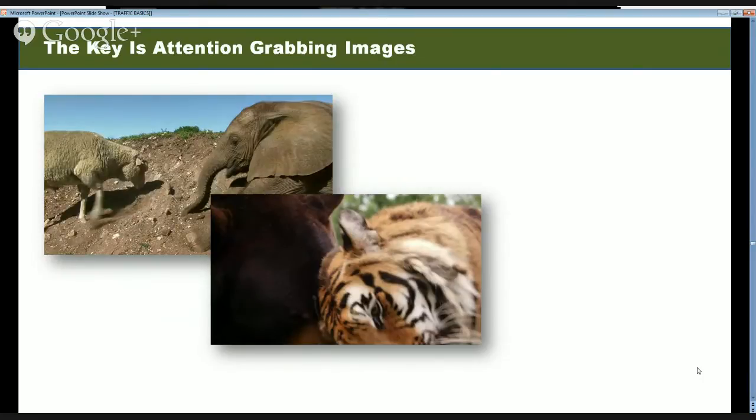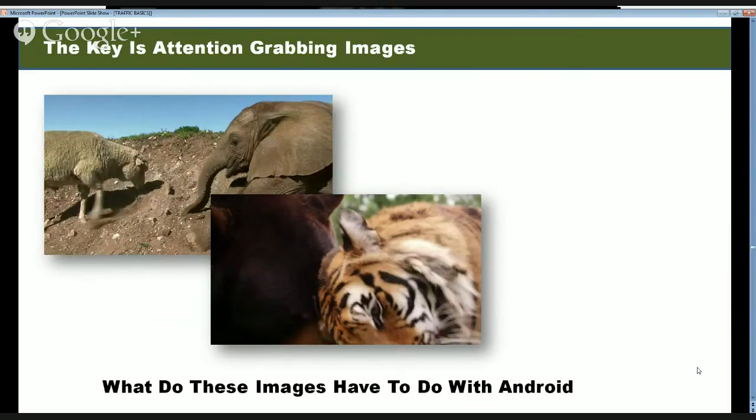Now what do those images have to do with the Android operating system? Because that's what they're advertising. And the answer is absolutely nothing at all. But the images are very memorable, and people remember that ad. They're cute. They hit your heartstrings. So people remember the ad, and they remember that it was about Android. Attention-grabbing images are everything.